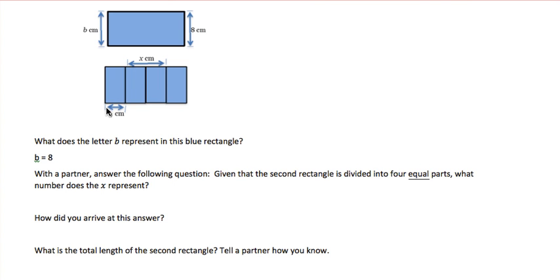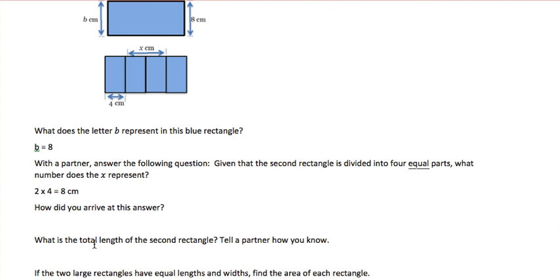So we notice that underneath they're showing us that each equal part is 4 centimeters, and X up above the rectangle is representing 2 equal parts. So the number that X represents is 2 times 4, or 8 centimeters. The total length of the second rectangle must then be 4 times 4. There are 4 parts, and each part is 4 centimeters. So the length of that rectangle is 16 centimeters.